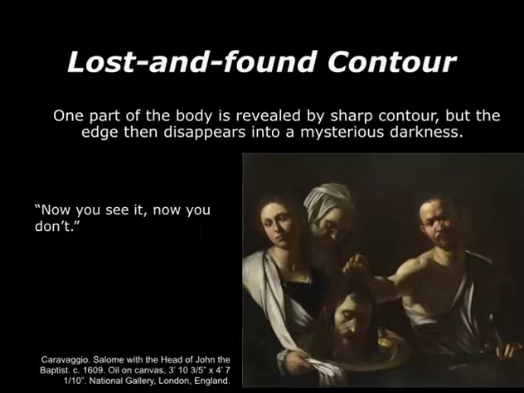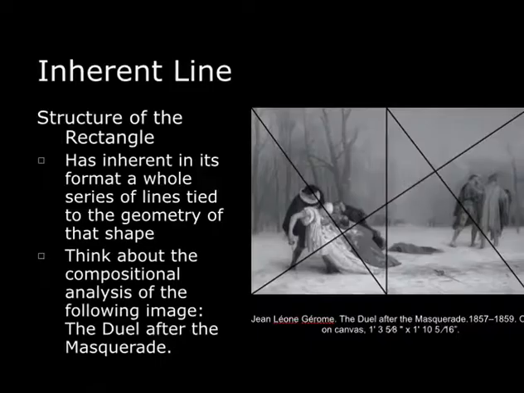Combining line with contour and lighting. Here's a very beautiful piece by Caravaggio. And then we have what can be called inherent lines, in which a composition can be divided into different sections, golden means, etc., through the layout and placement of different items within the composition.